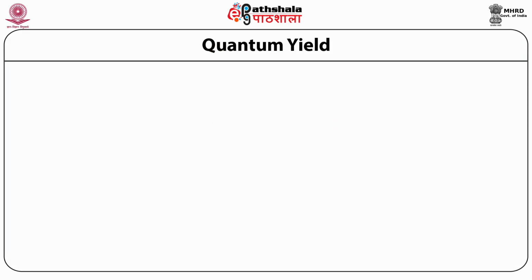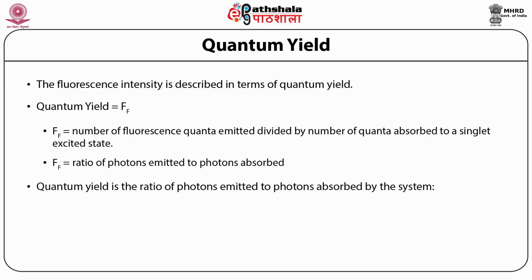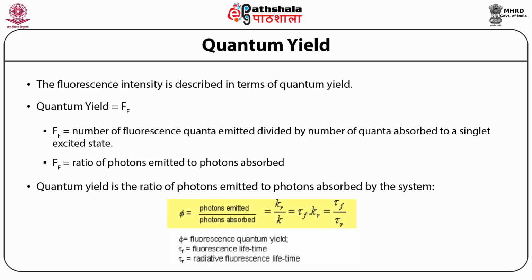We discuss the quantum yield. The fluorescence intensity is described in terms of quantum yield, denoted as phi f. Phi f is the number of fluorescence quanta emitted divided by the number of quanta absorbed to a singlet excited state, or it is also described as the ratio of photons emitted to photons absorbed. Quantum yield is given as Kr by Kt, which equals tau f into Kr, which equals tau f by tau r, where phi is the fluorescence quantum yield, tau f is the fluorescence lifetime, and tau r is the radiative fluorescence lifetime.